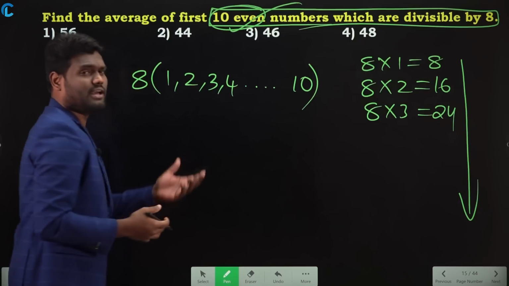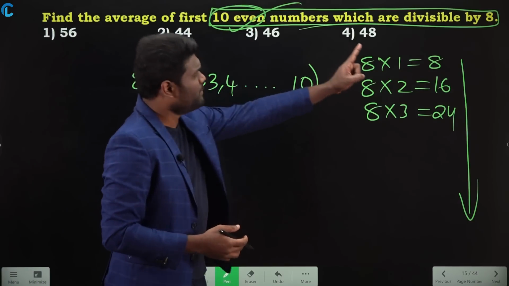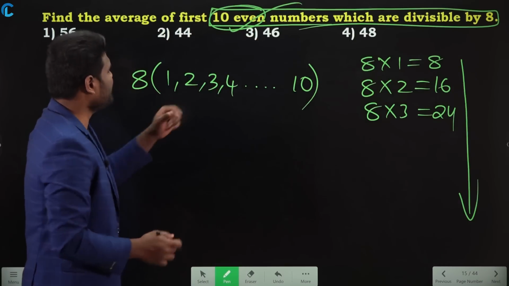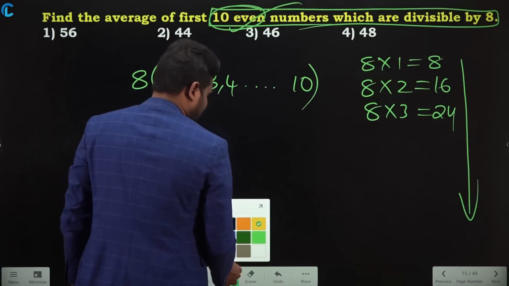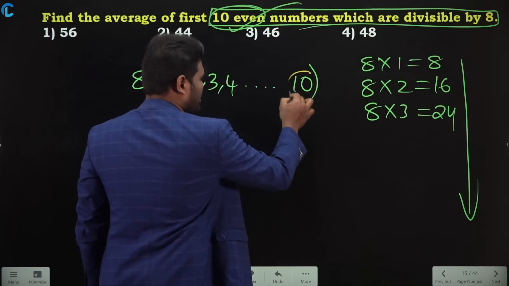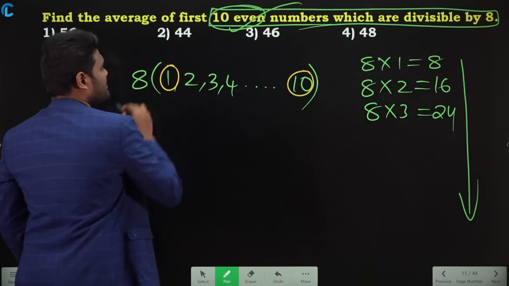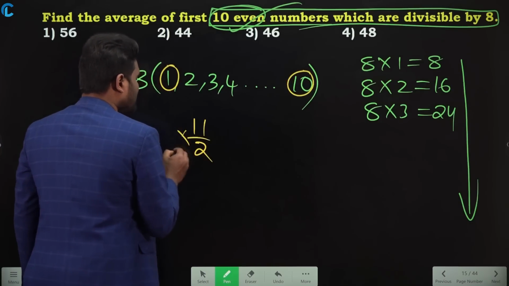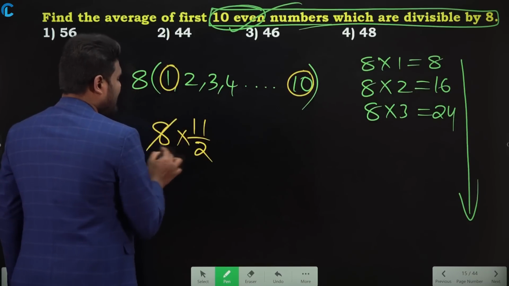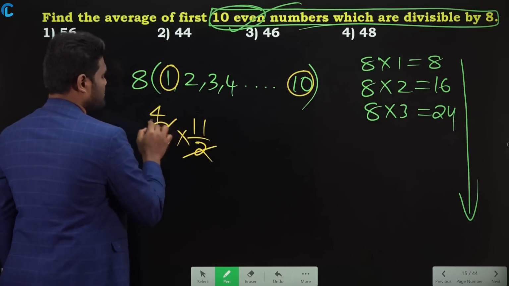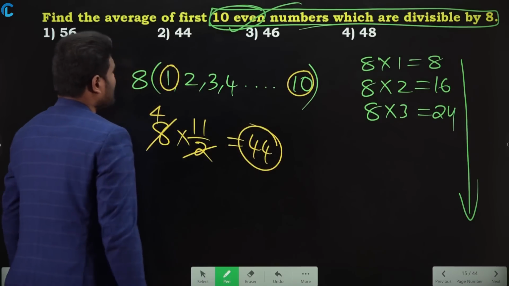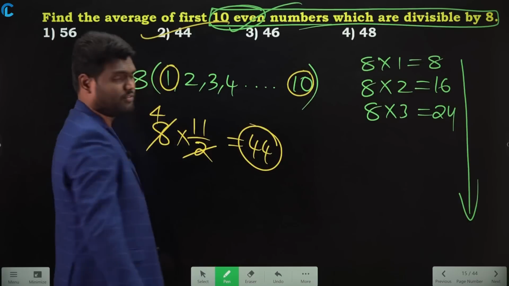Now you are asked to find, it should be divisible by 8, and you are asked to find the average of 10 even numbers. So simply calculate. The given series is in arithmetic progression. As the given series is in arithmetic progression, the highest number is 10, the lowest number is 1. So 10 plus 1 by 2, that is 11 by 2 into 8. Now what happened? 8 cancels into how many times? 4 times. 4 into 11. Now this is going to be 44. So we can say that the answer for this question is nothing but 44.